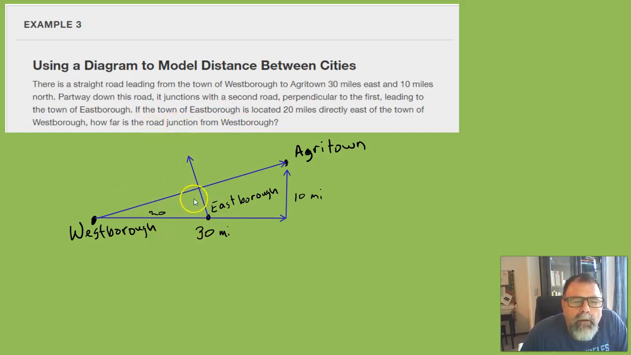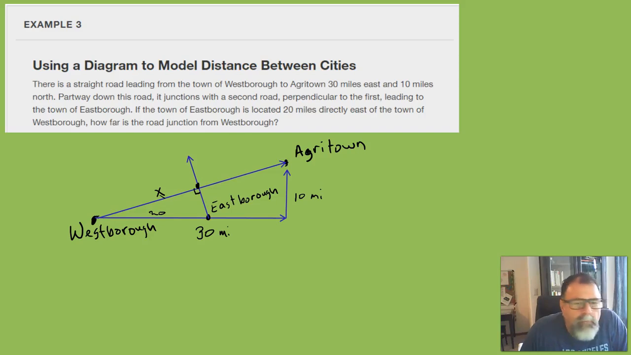So we want to find, so the key here is they told us it is perpendicular, so they want us to find this distance here from Westboro to this junction. Okay, so if this is 30, 10, what is this one? We have what we call similar triangles. We can set up a proportion.